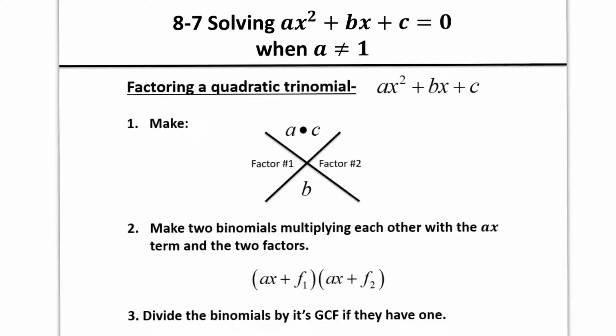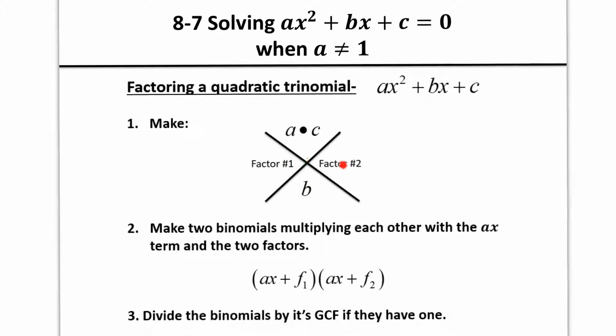And one method that I like to do, there are many methods to factor a quadratic trinomial, but one of the methods I use is I make a diagram here, like an X. On top, I put the product of a and c. So I multiply a times c here. It might be a negative, it might be a positive number. And then on the bottom, I put the b value. If it's positive, it's going to be a positive number. If it's a minus, it's going to be a negative number.